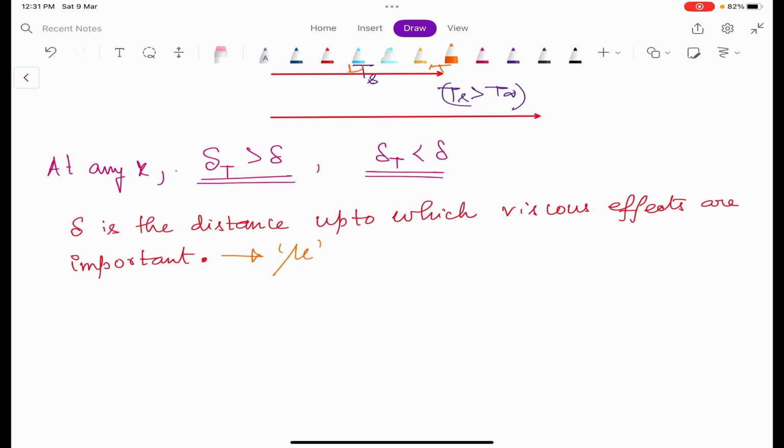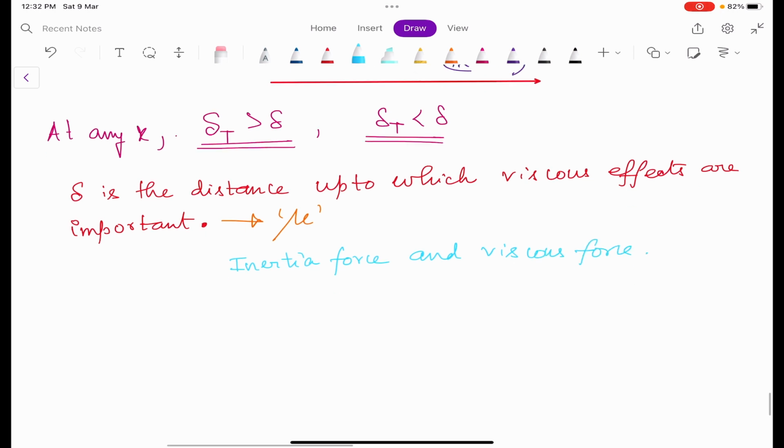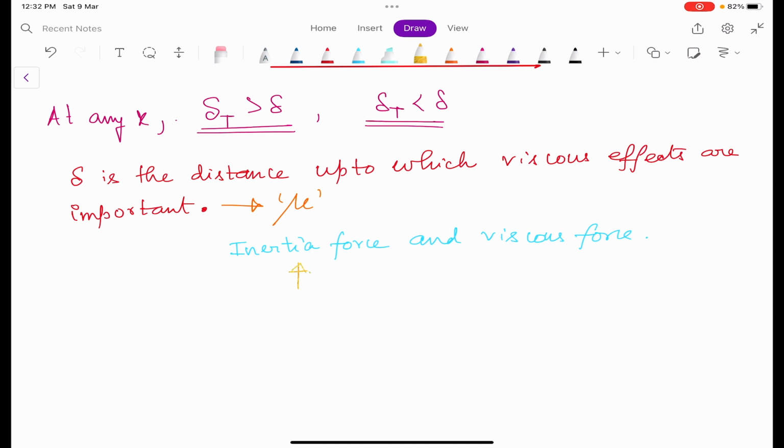So here the competition will be between inertia force and viscous force, right? So if the inertia force is greater, then you have to put some more effort to stop him. So at a particular y, you will not be able to slow him down. And if the viscous force is more, then the velocity will be much lesser, right?